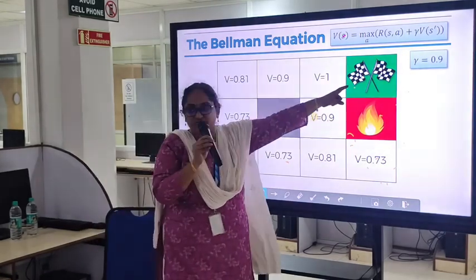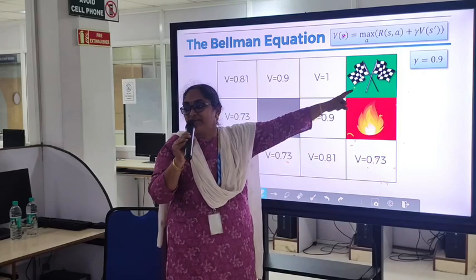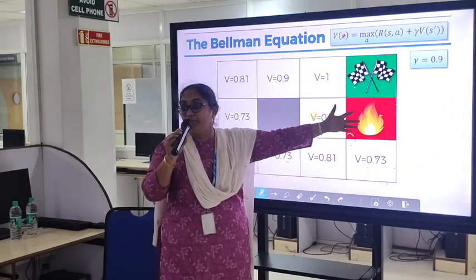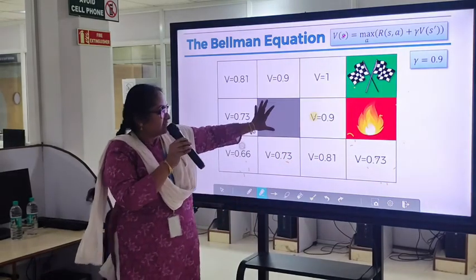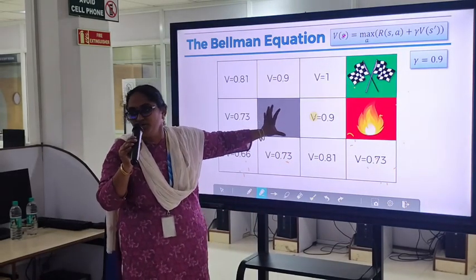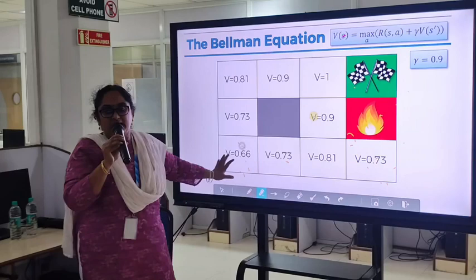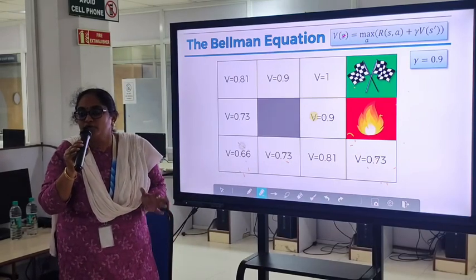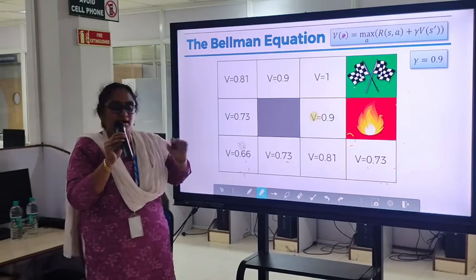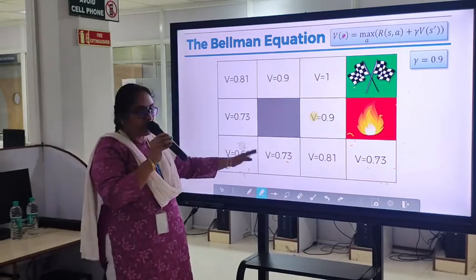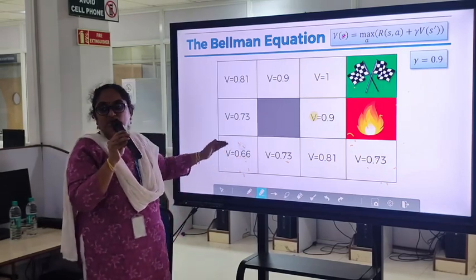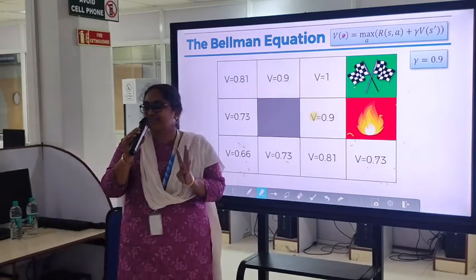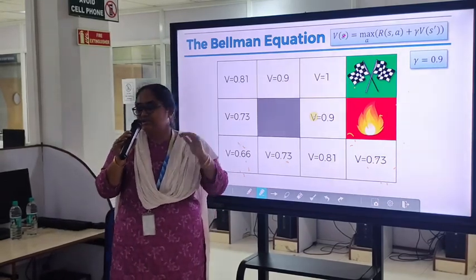This is the target state where it is supposed to reach, where you have a green color flag. If you go to fire, then you will be penalized. And assume that this is a wall here. You can't go there. It's a wall. The agent is capable of doing only certain actions. He can go up, he can go right, he can go left, and he can go bottom. He can't go diagonally. Okay, only 4 actions he can do: up, left, right, down.